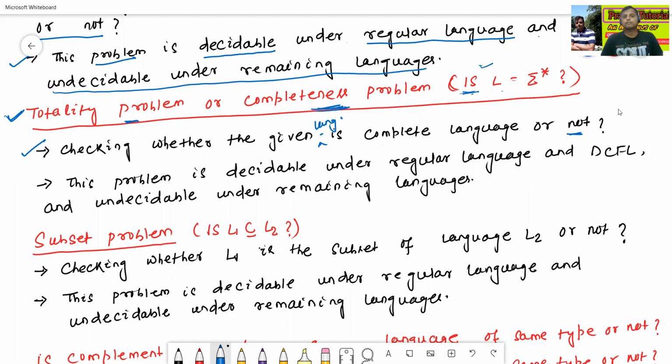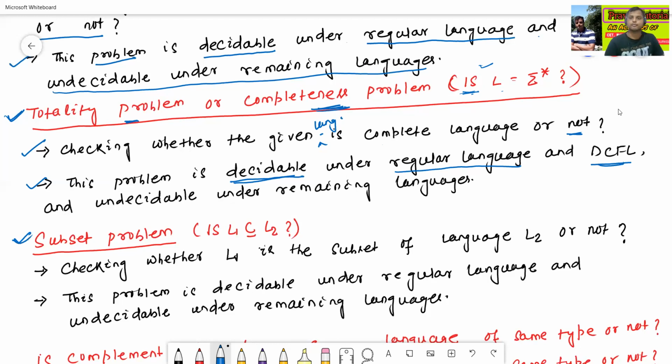Is this problem decidable or undecidable? This problem, the totality problem or completeness problem, is decidable under regular language and DCFL. DCFL means deterministic context-free language. It is undecidable under the remaining languages. Remaining languages means context-free language, recursive language, CSL language, REL language, and so on. So these are the totality problem or completeness problem.